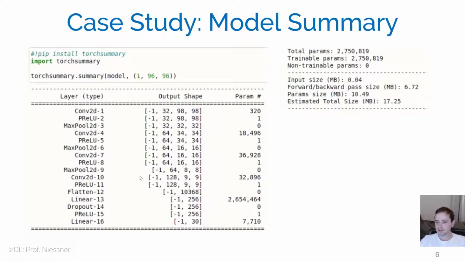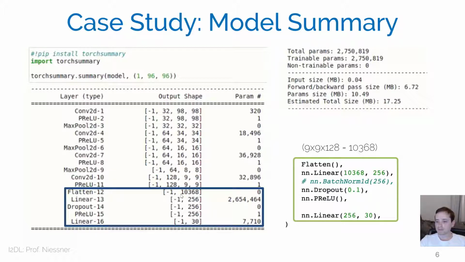What's interesting here is to see that for the last convolution, you end up with an output of 9 by 9 in the spatial dimensions and 128 channels. And that is when we do the flattening. And notice that when you do the flattening from a 9 by 9 and 128 channels, you get this many neurons that you have to put through a linear layer. And that's quite a lot.